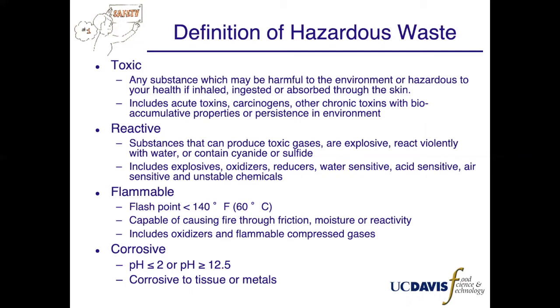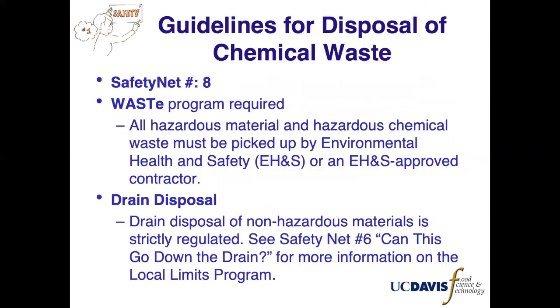Flammable substances are substances that have a flash point of less than 140 degrees Fahrenheit and are capable of causing fire through friction, moisture, or reactivity. This also includes oxidizers and flammable compressed gases. Corrosive substances have a pH of less than or equal to 2 or greater than or equal to 12.5 and are corrosive to tissue or metals.